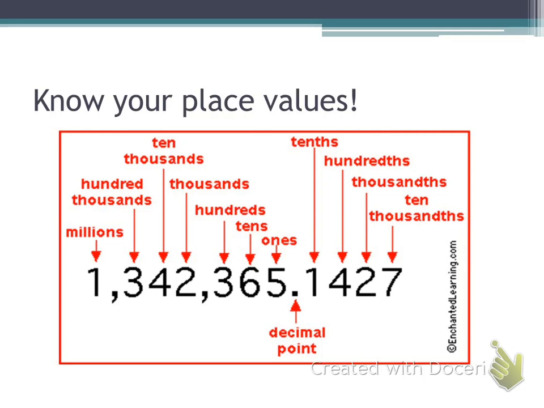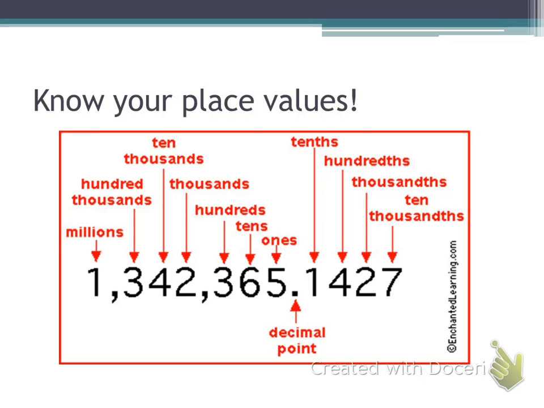Know your place values. You guys know place value? Yes. Okay, I think you've got a chart right here on page 52, so you don't necessarily have to write all of this out. It's right there in your textbook, but you must know place value. Probably the most important concept that you'll learn this chapter is place value. You've got to know it.